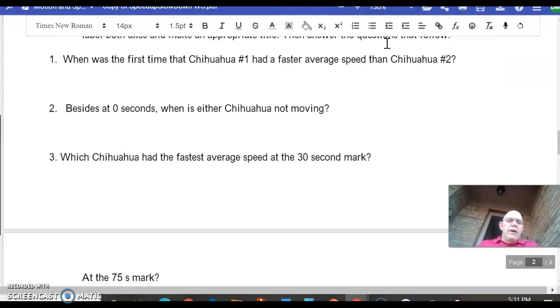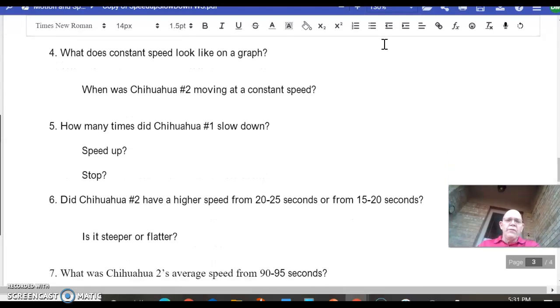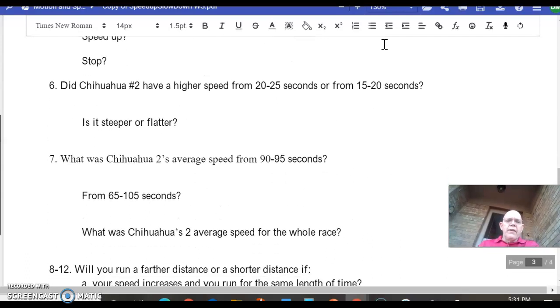Now number 2, at 0 seconds, when is either Chihuahua not moving? Well, to be not moving, you have to have a flat line from one dot to the next. So anywhere there's a flat line where they're not moving up or down, it's not going up, then we know that would be that. And the rest of them are going to be somewhat to that effect.